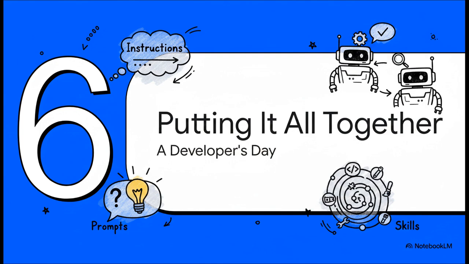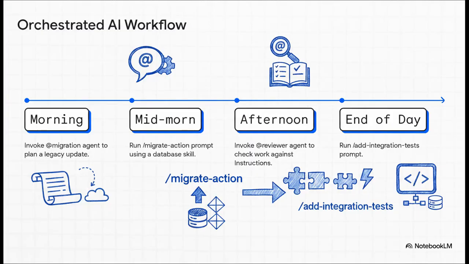All right, Section 6, Putting it all together. Let's see this in action. Let's visualize a beautifully orchestrated AI workflow. Imagine it's morning. You tag your specialist architecture agent to plan out a legacy update. Mid-morning, you fire off a refactor action prompt, which automatically yanks in a bundled C++ formatting skill. Come afternoon, your C++ reviewer agent is checking the work, entirely governed by the silent rules of your company handbook instructions. It's just this incredibly seamless handoff of tasks from one to the other.